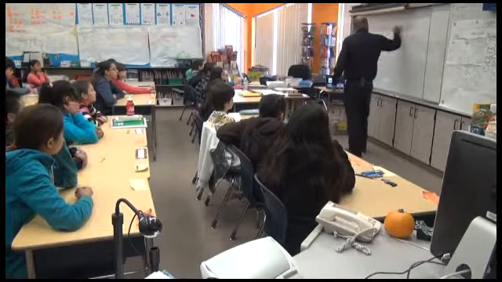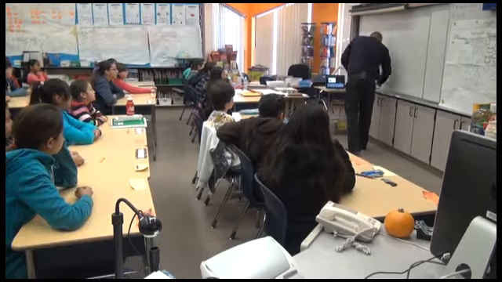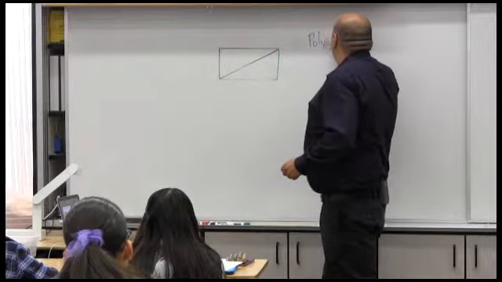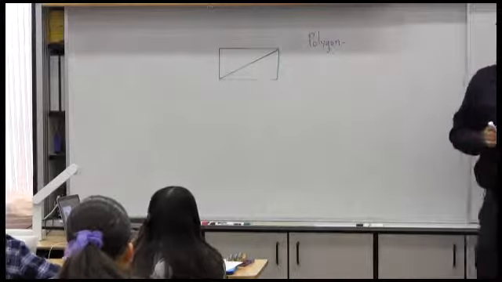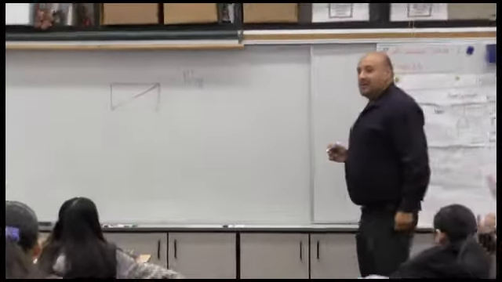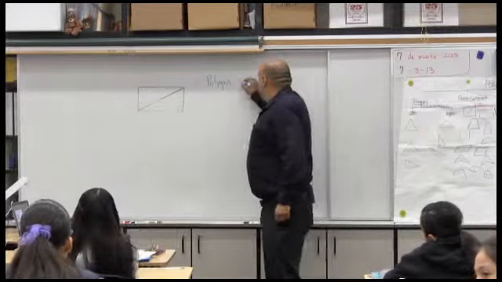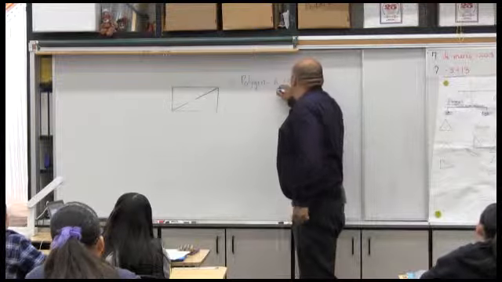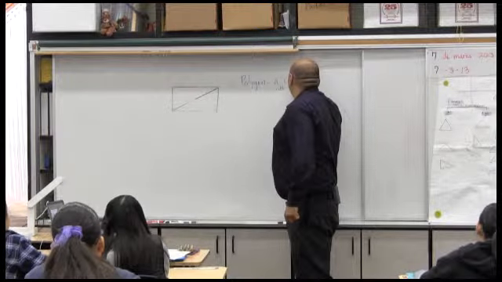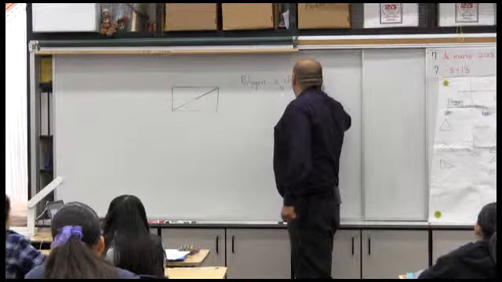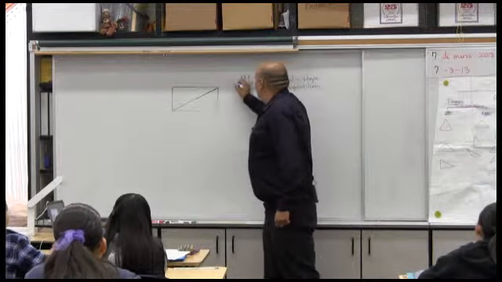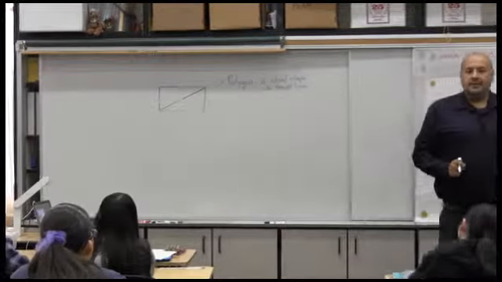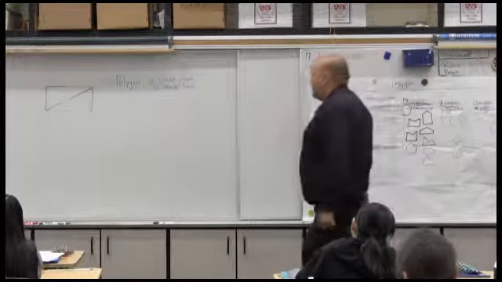So I'm going to label it. It's a polygon. And what is a polygon? Somebody tell me, remind me again. Carlos? A closed shape with straight lines. Good. So that's one thing we can say. What else can we say about this? Yes? It's a quadrilateral.